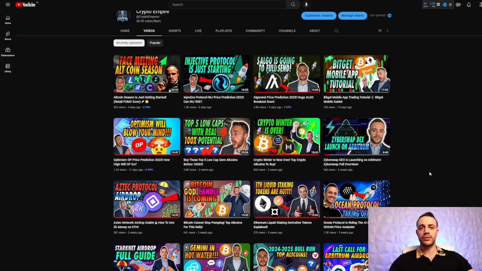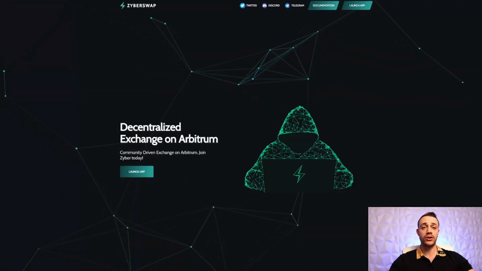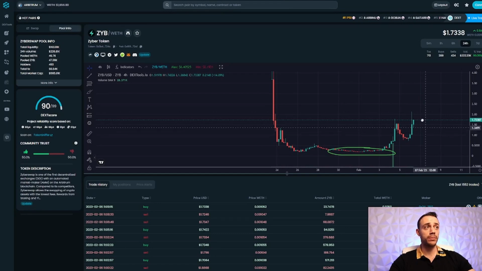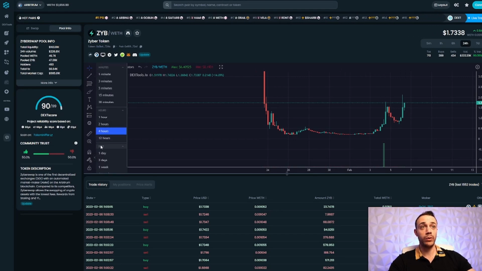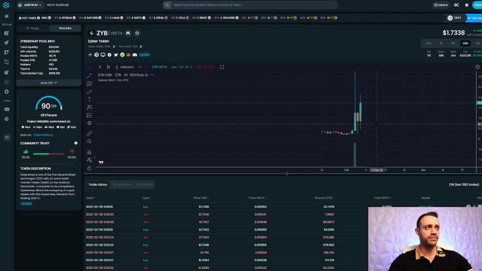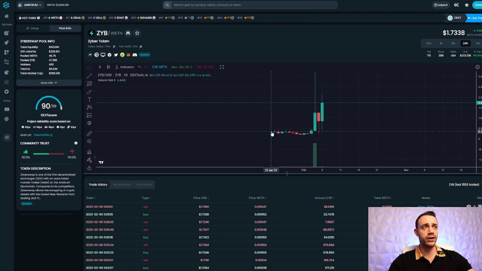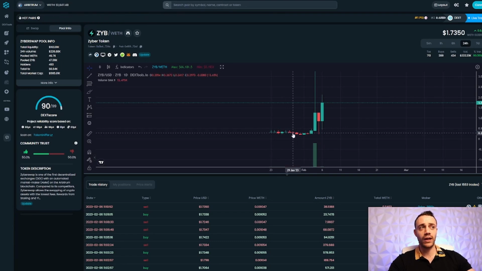So I first covered Zyberswap right here in Crypto Empire before their fair launch, which took place in January of 2023. Now Zyberswap has been launched for a few weeks now, and the token price is recently exploding. If we take a look at the Zyberswap ZYB chart on a one-day chart here, we can see that this thing launched over here on the 23rd of January, and at the time the token price was around 34 cents. It went as low as 21 cents. It spent a lot of time right at around 25 cents.